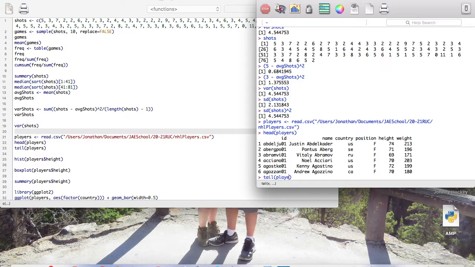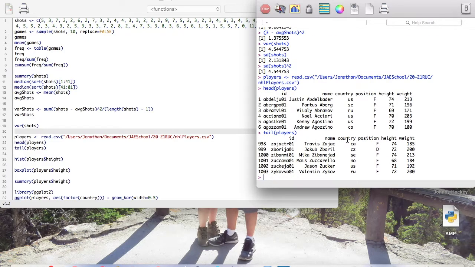The other thing you could do is look at the final entries in the file by calling tail(players). And in this case, we get the final 6 entries. Okay, so let's see. So we want to talk about how we could display data.